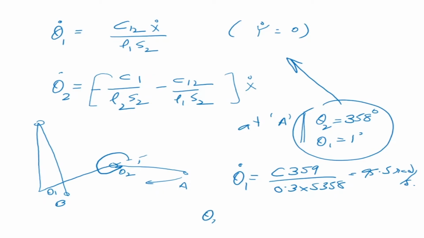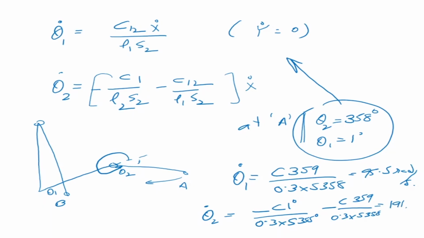Similarly, theta 2 dot is equal to minus cos 1 degree divided by 0.3 into sine 358 degrees, minus cos 359 divided by 0.3 into sine of 358, which is equal to 191 rads per second. So what we are seeing is that these values are excessively high.